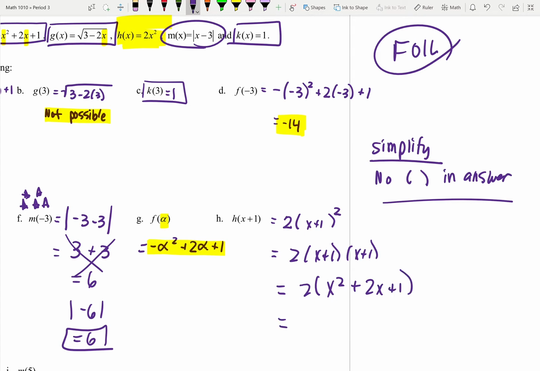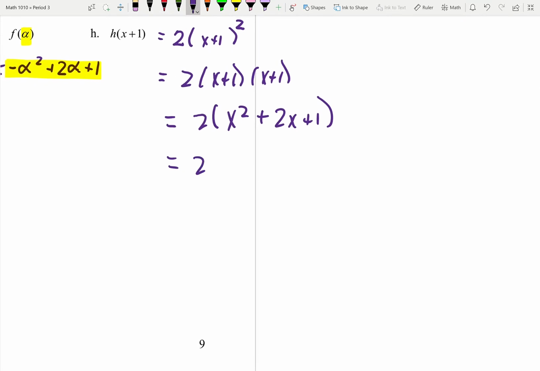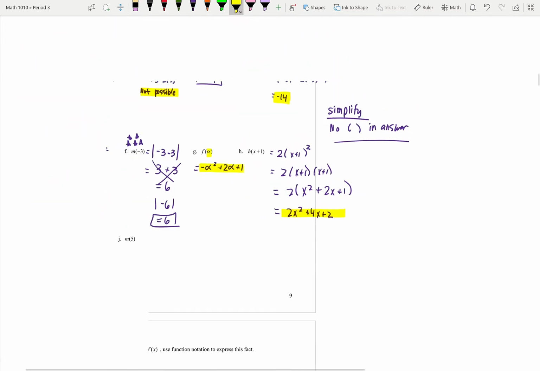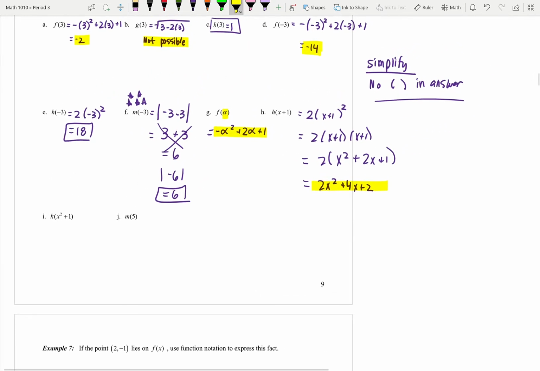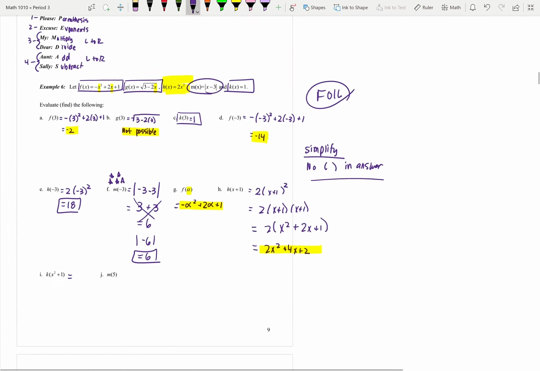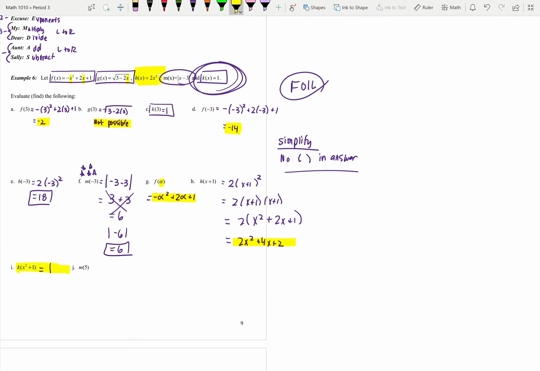Is that guy simplified? Talk to me, everybody. No. Distribute the 2. 2x squared plus 4x plus 2, and you're done. That's it. Okay? All right, 2 more of these. We're almost done. Find k of x squared plus 1. Everybody look at your k of x equation. Everybody in the room tell me what's the answer. 1. Done. Easy. K of anything is going to give you 1.